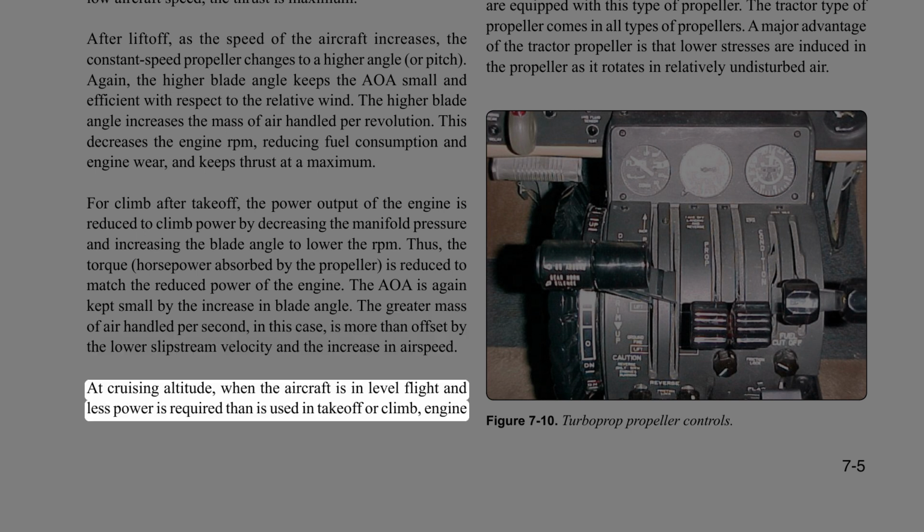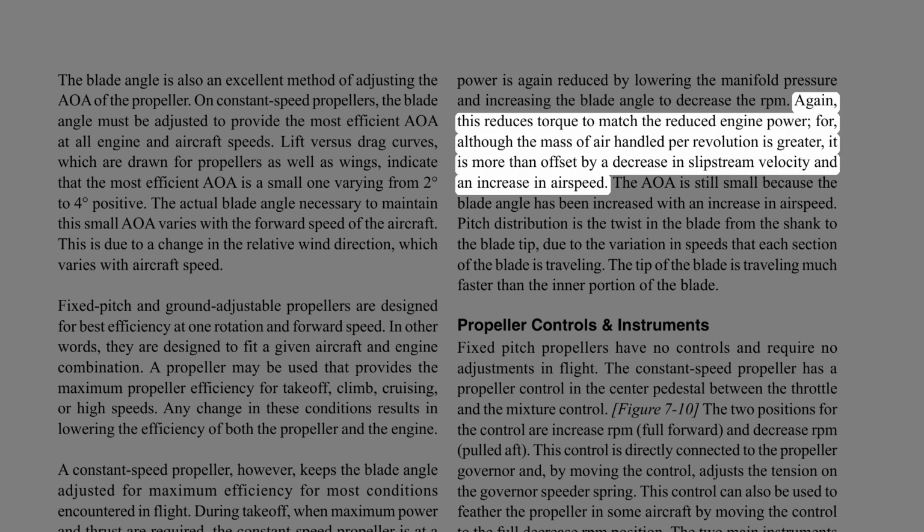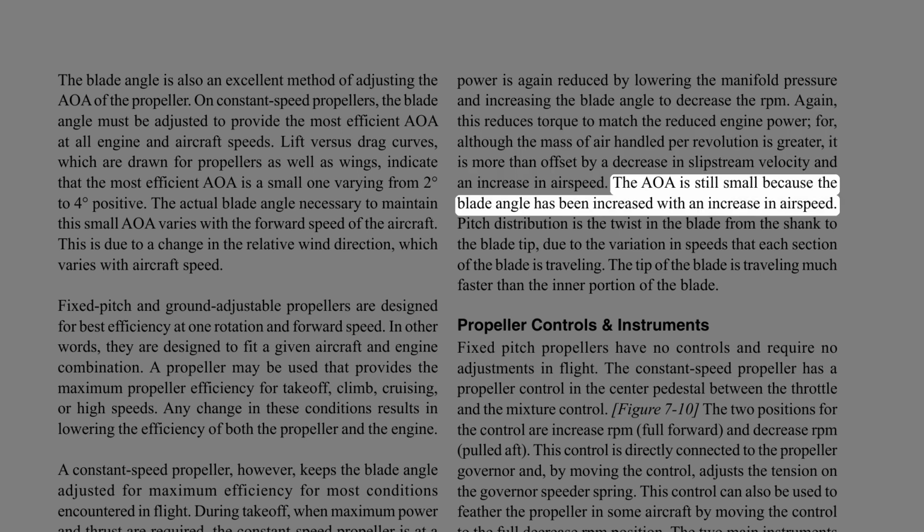At cruising altitude, when the aircraft is in level flight and less power is required than is used in takeoff or climb, engine power is again reduced by lowering the manifold pressure and increasing the blade angle to decrease the RPM. Again, this reduces torque to match the reduced engine power. Although the mass of air handled per revolution is greater, it is more than offset by a decrease in slipstream velocity and an increase in airspeed. The AOA is still small because the blade angle has been increased with an increase in airspeed.